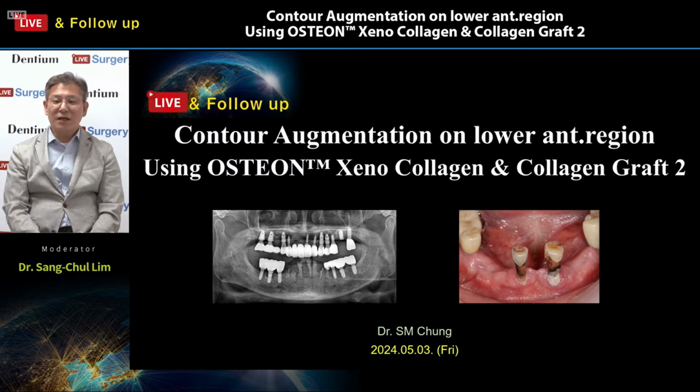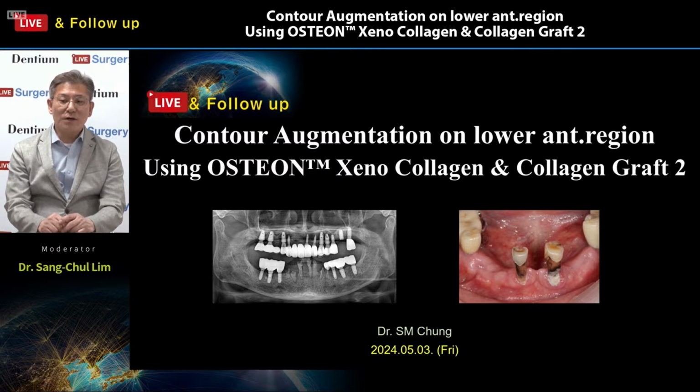As always today, live surgery will be performed by Dr. Chung. The focus will be on contour augmentation in the lower anterior region, using osteogenocollagen and collagen graft 2. We will also be using the advanced bright tissue level implant system. We'll get a clear look at simple implantation techniques and how to do bone grafting on an anterior narrow ridge. Now, let's go over today's case before we move to the surgery room.